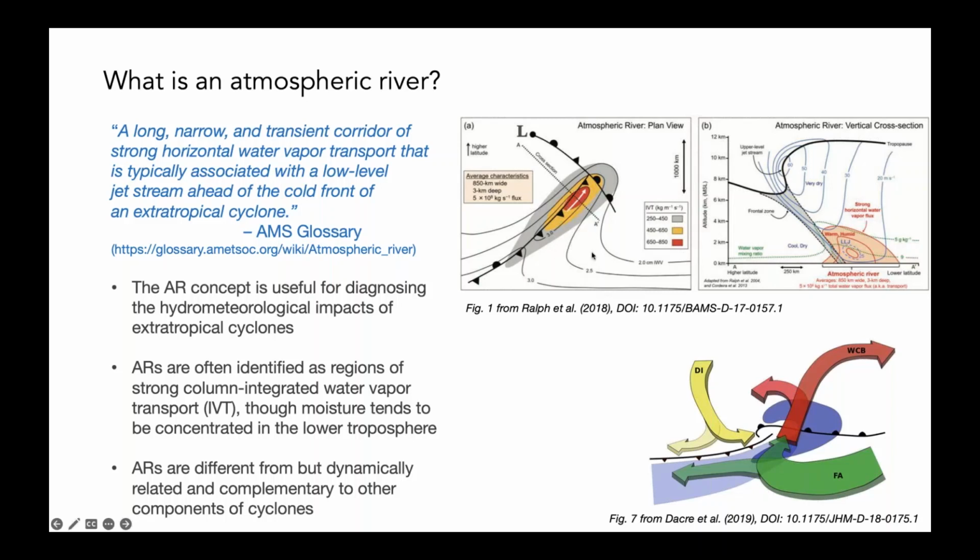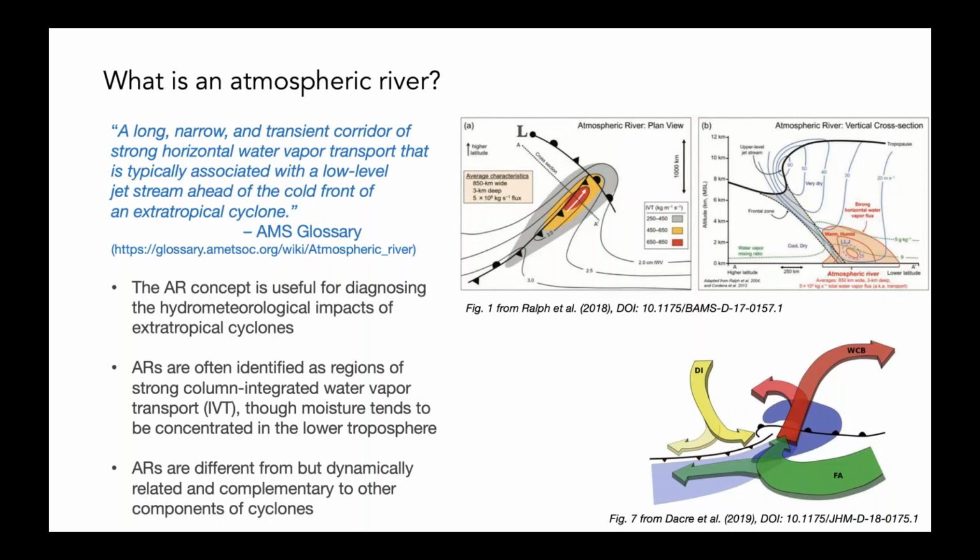These are grabbed from Ralph et al. 2018. So they occur generally along the low-level jet ahead of a cold front, and they reside in the warm sector of a cyclone. And beyond the nuts and bolts of the definition, I think the AR concept is useful, at least from my perspective, for diagnosing the hydrometeorological impacts of extratropical cyclones.